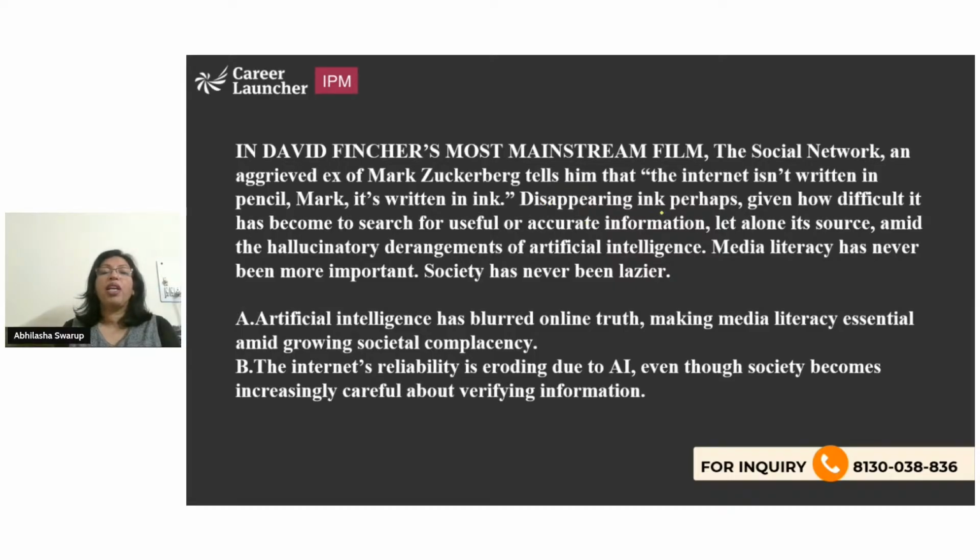Okay. Disappearing ink, perhaps, given how difficult it has become to search for useful or accurate information, let alone its source amid the hallucinatory derangements of artificial intelligence. Media literacy has never been more important, and society has never been lazier.